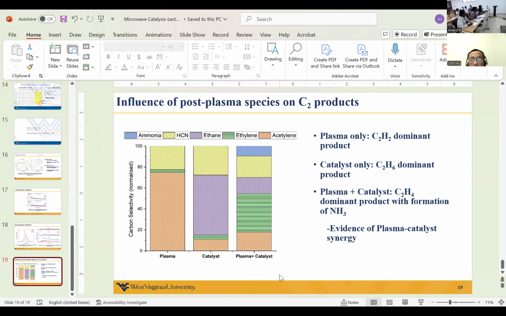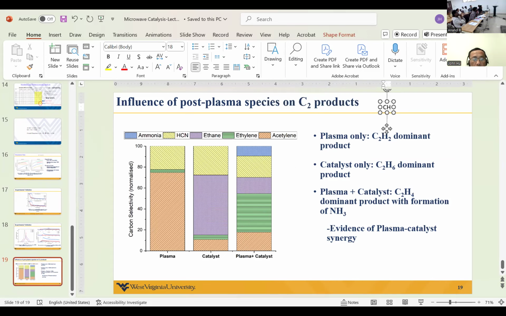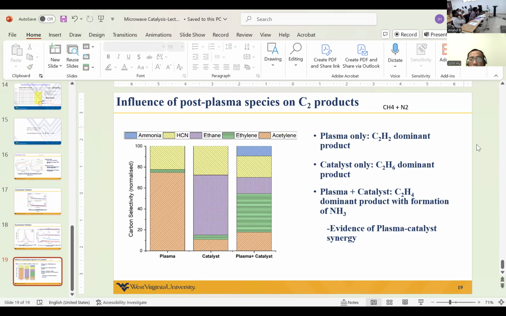Hello. Say it again. Yes, this is direct synthesis from methane. The feedstock here is methane plus nitrogen. Yes, it's direct synthesis. Here you mentioned the plasma plus catalyst. Is this plasma catalysis or post plasma catalysis?